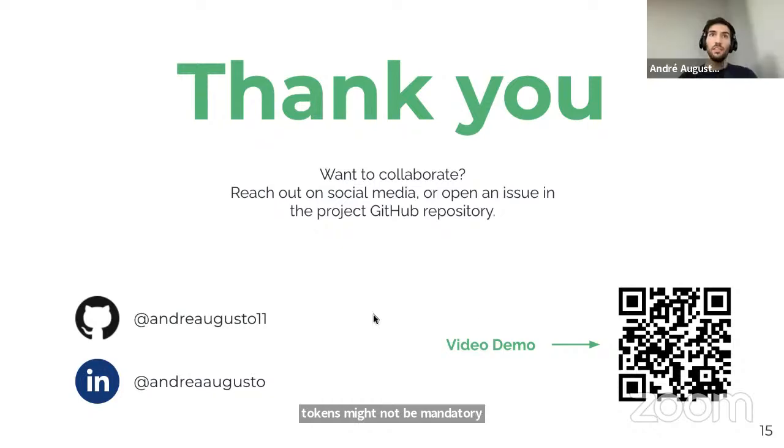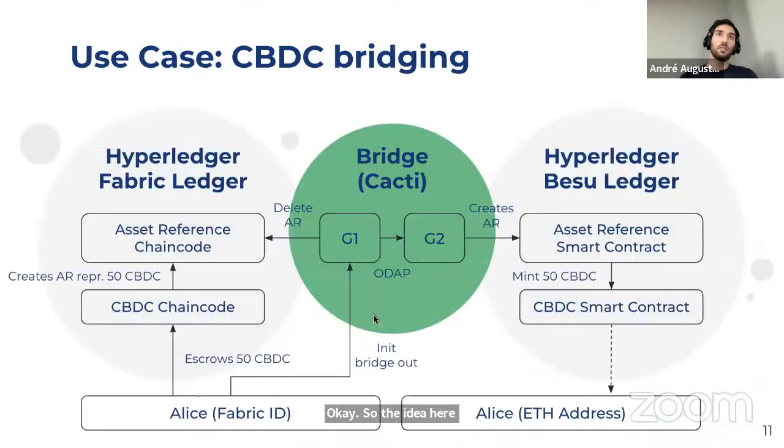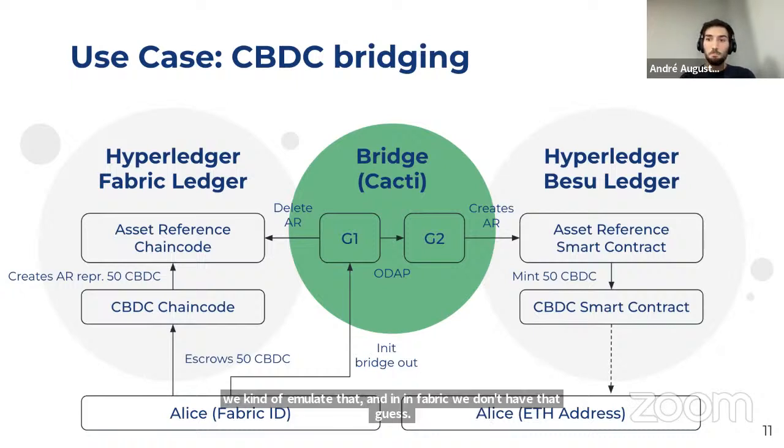Okay, so the idea here is that in the Fabric side, we have the CBDC chain code. This is actually implemented as a sort of ERC20 smart contract on the Fabric side. So we kind of emulate that. And in Fabric, we don't have that gas issue. In the Besu side, we have. So yeah, that's basically it.